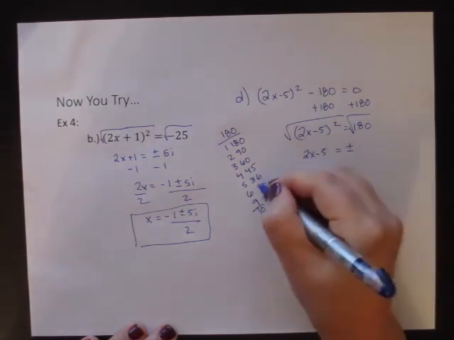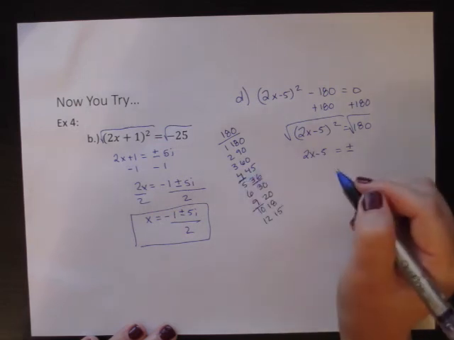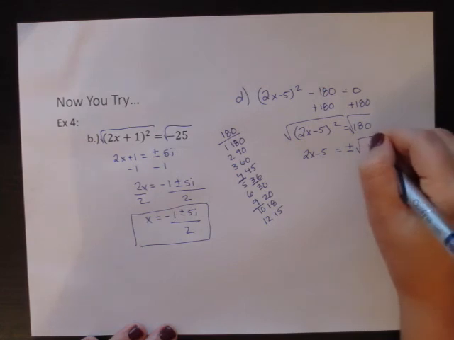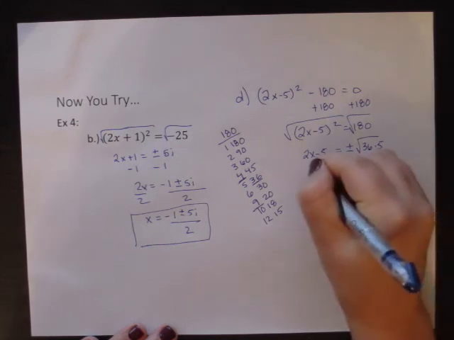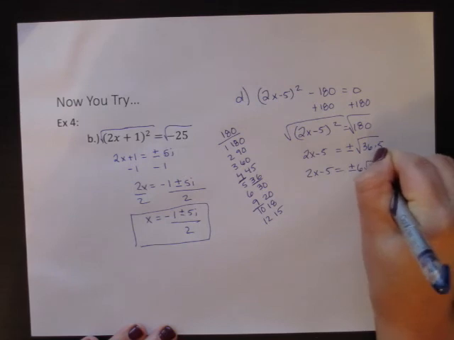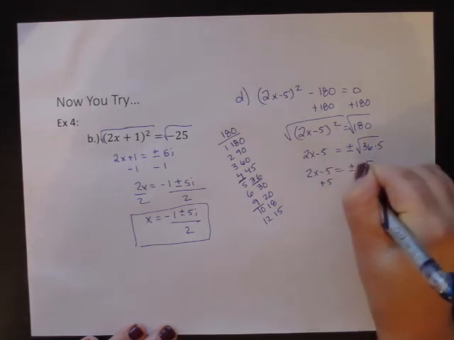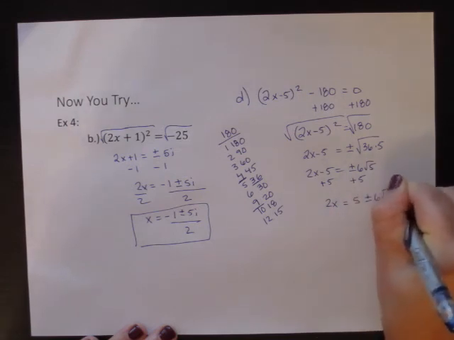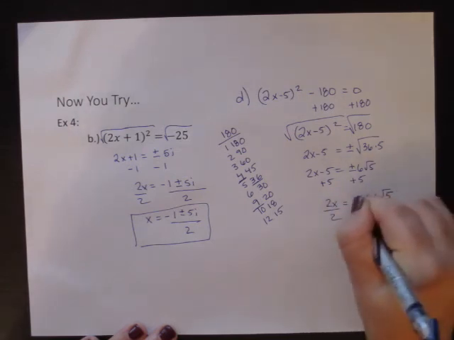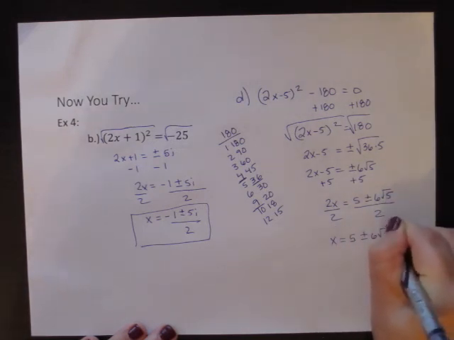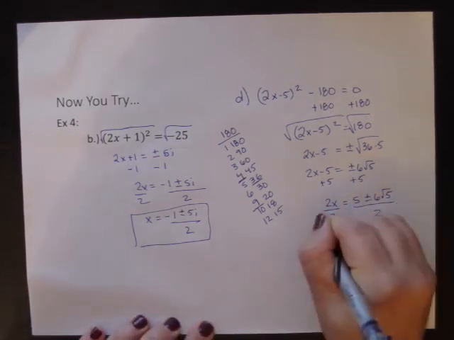So 9 is a perfect square, 36 is a perfect square, 4 is a perfect square. I think that's it. My largest one is 36. So I got 36 times 5. So I got 2x - 5 equals plus or minus 6 square root 5. So I add 5 on both sides. So I got 2x equals 5 plus or minus 6 square root 5. Then I divide by 2, and I get x equaling 5 plus or minus 6 square root 5 over 2. And that is as far as I can take it.